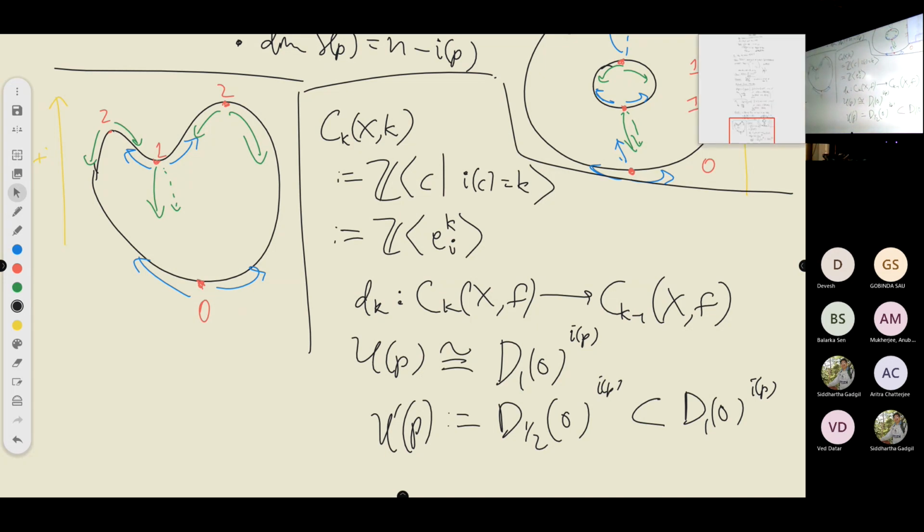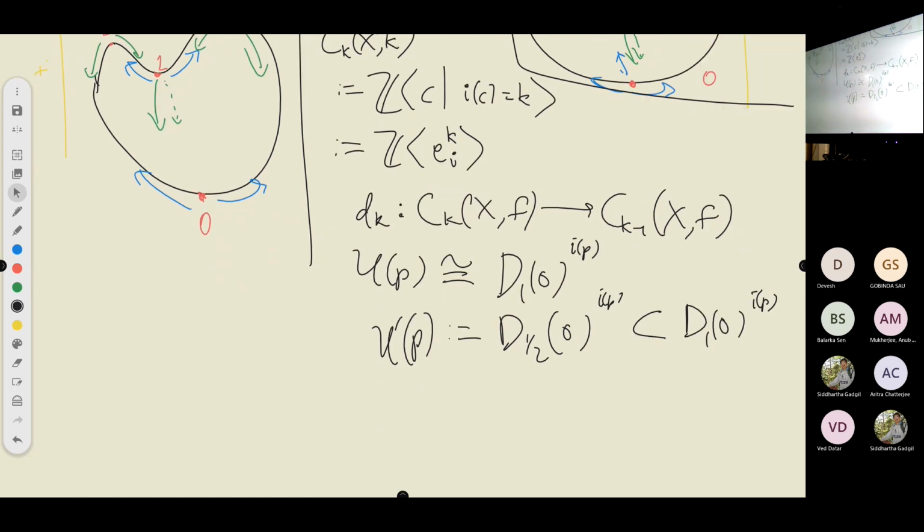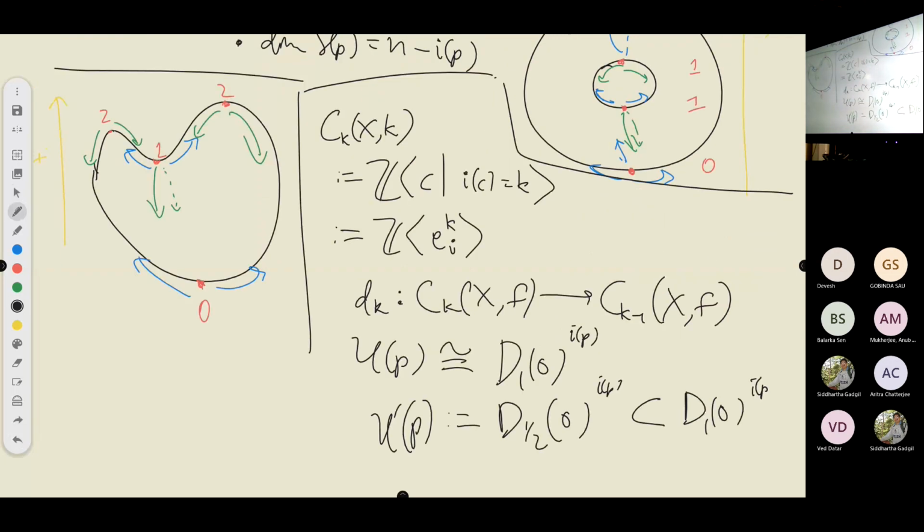Okay. And so why I'm using this weird definition will become clear in a moment.